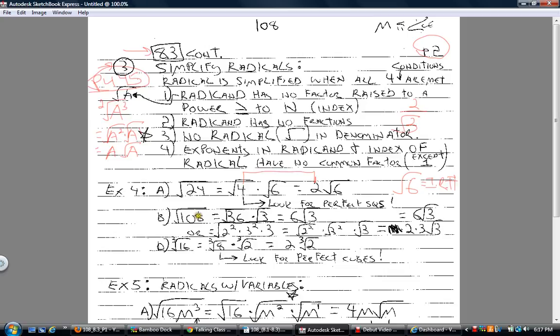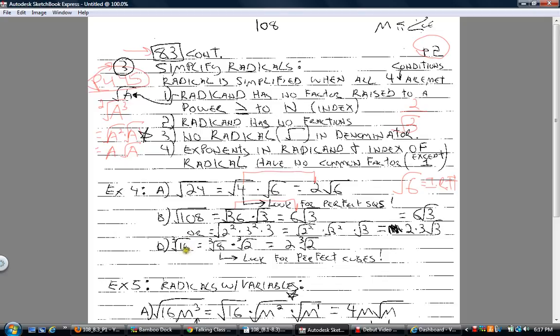So 108, think of factors of it. You realize that 36 times 3 is 108, and I chose that because the square root of 36 is 6. There's a perfect square. You want to pull that out. You're left with the square root of 3. One of the ways to do these is start taking 108 and divide it by 2, divide it by 3, divide it by 4, and see what the other product is. And if you see a perfect square, then you'll be on your way. Okay, that's how I like to do those.